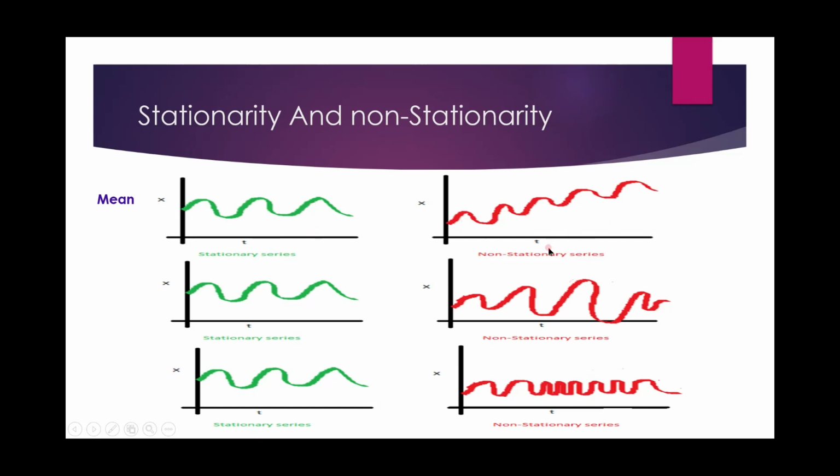While in a non-stationary series, you can see the data is following a trend. This is in an increasing direction, which means it is following an increasing trend. It clearly means that the mean of the data increases as time increases. So we can say that the data is a non-stationary series.